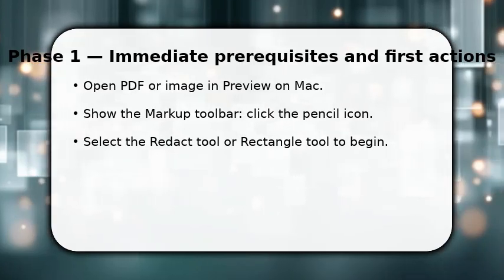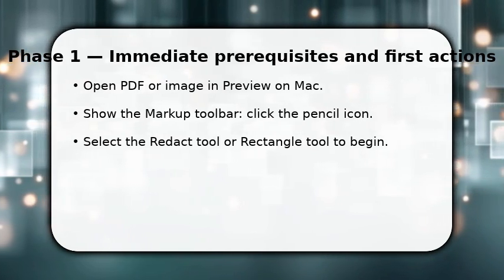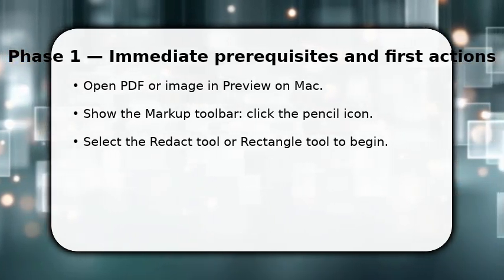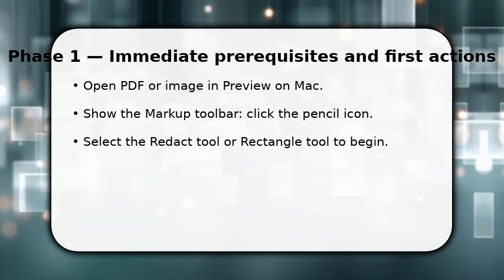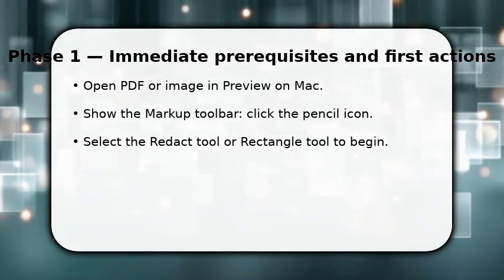You start by opening the file in Preview. This is the only way for the built-in redact workflow. Once the file is open, show the markup toolbar by clicking the pencil icon in the top toolbar.